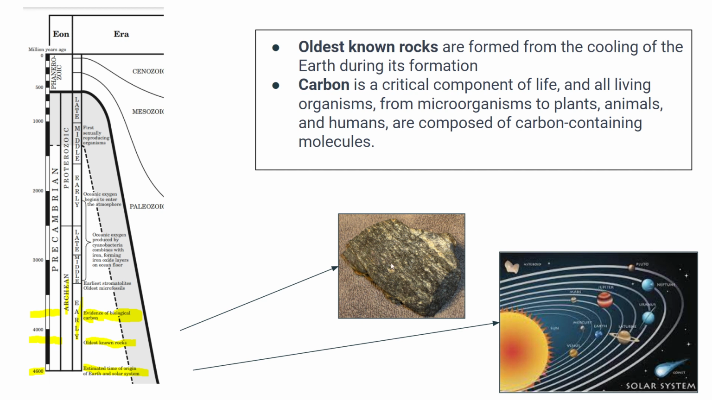And we know how old they are based on elements such as uranium and lead in them. Then, around 3,800 million years ago, we have evidence of biological carbon. So, carbon is a critical component of life, and all living organisms, plants, animals, and humans, have carbon or carbon containing molecules. So, to find carbon or biological carbon in our rocks showed us that there was some evidence of life around that time.